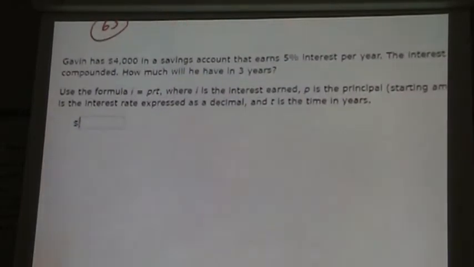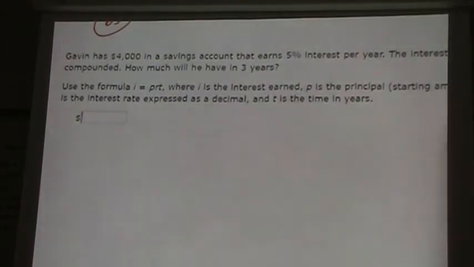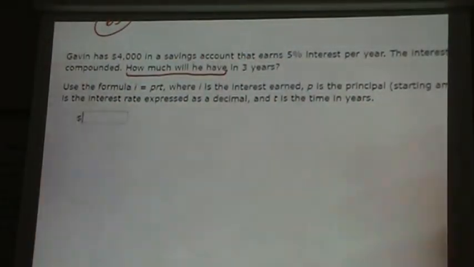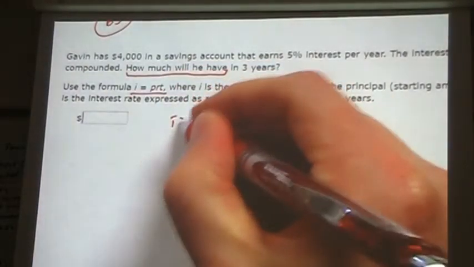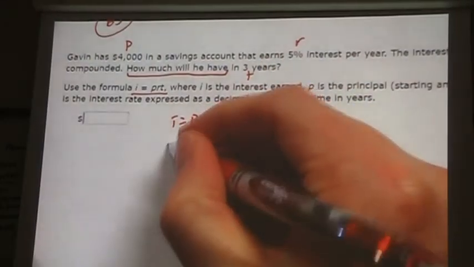Last one. Gavin has $4,000 in savings that earns 5% a year. Interest not compounded. How much will he have in 3 years? How much will he have? Okay, so keyword, how much will he have? This is going to be interest plus starting amount. Here's our formula. Principal is our starting amount. Rate is our interest rate. And time is T. So now we can substitute those values in.